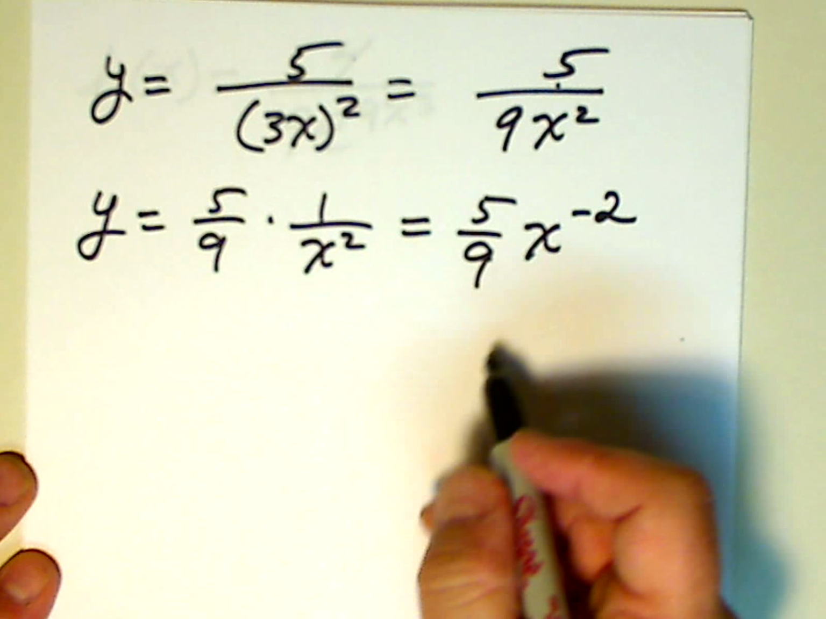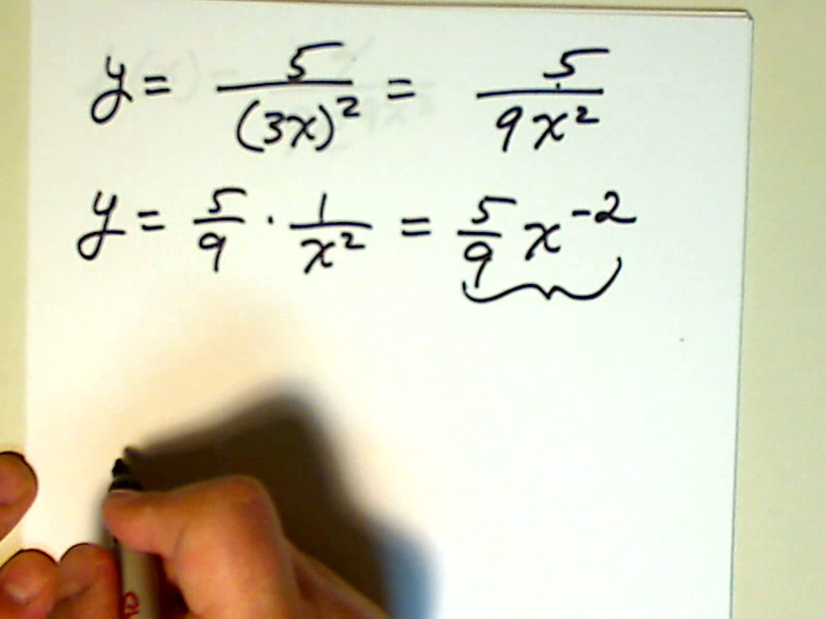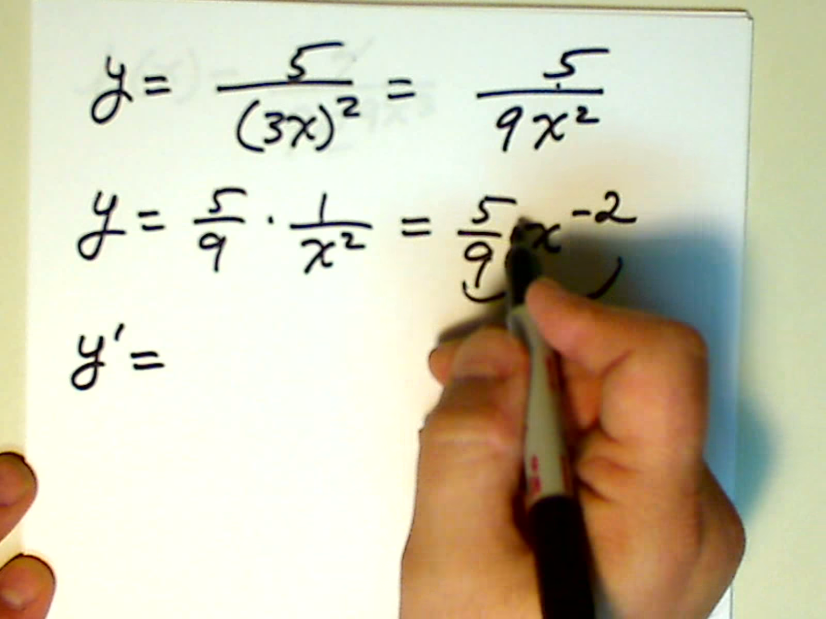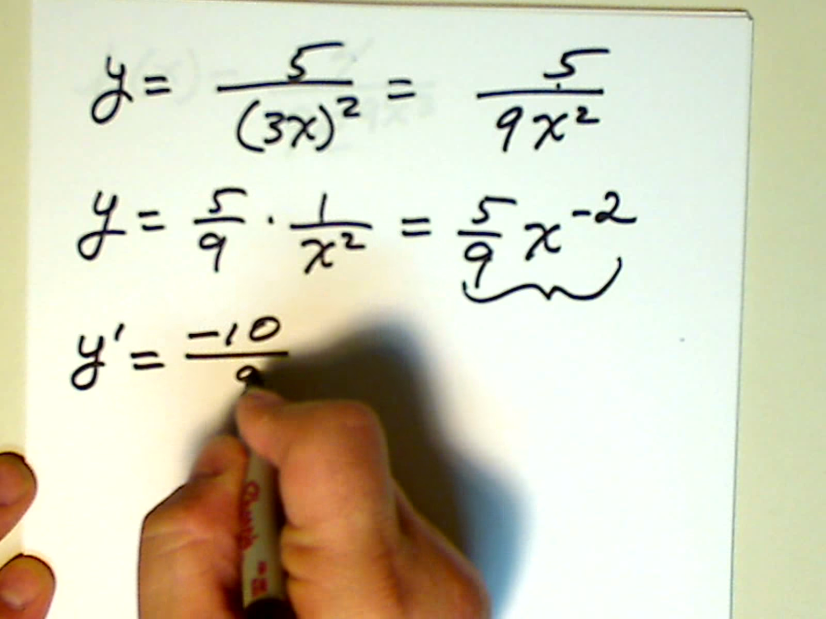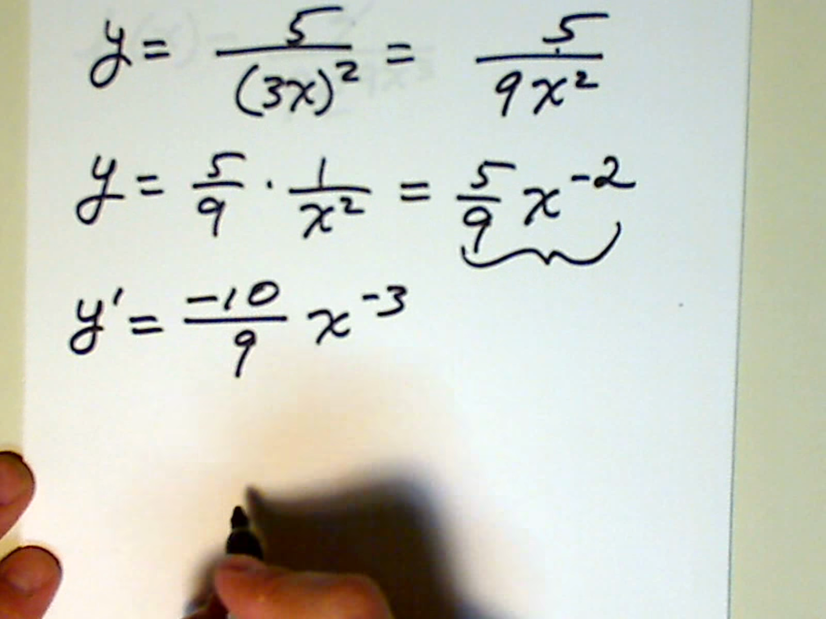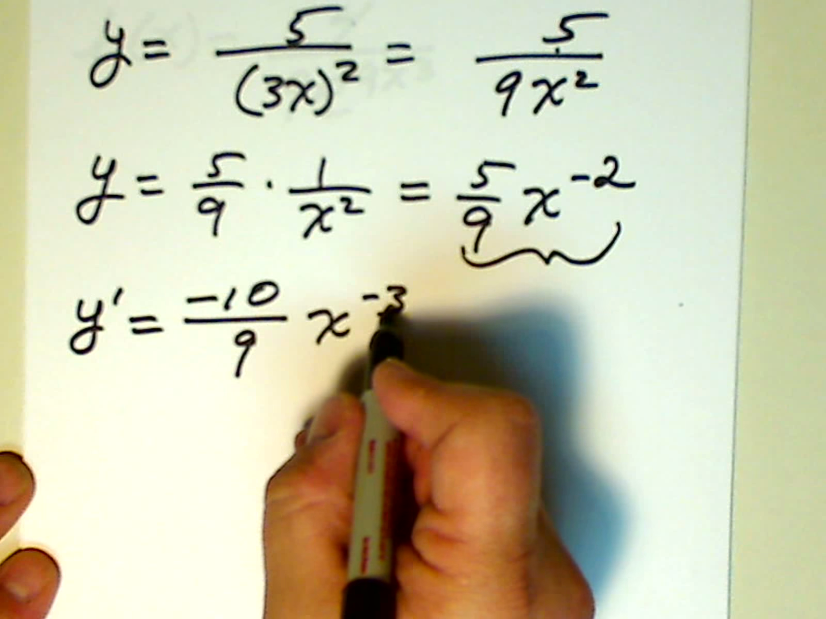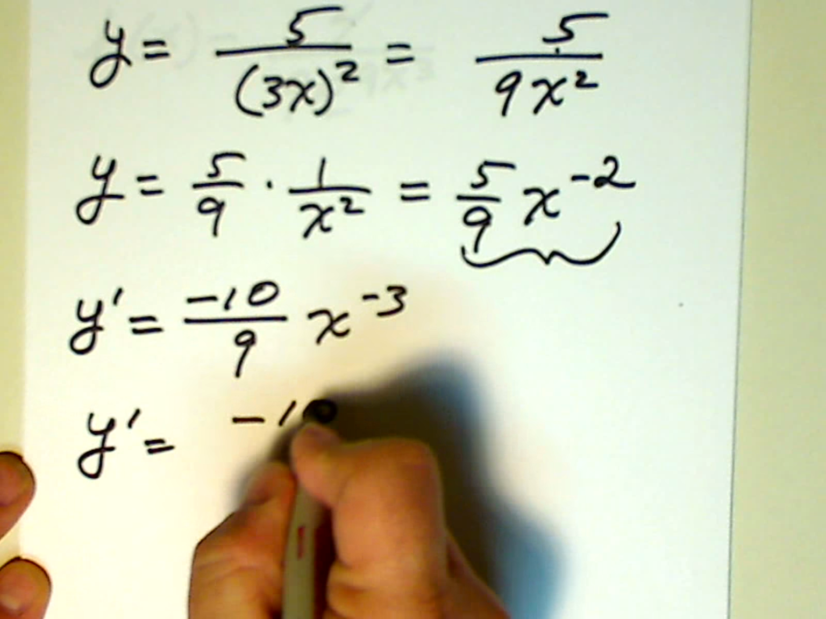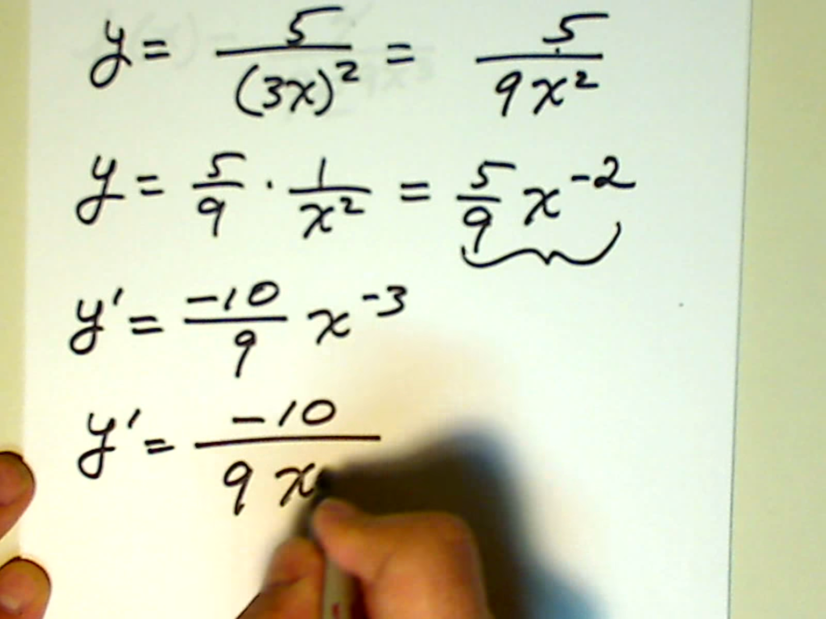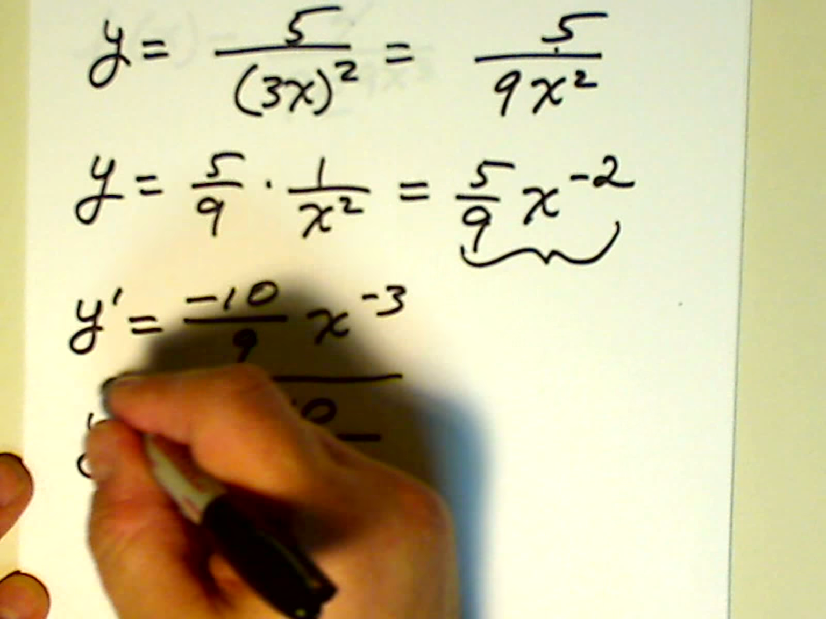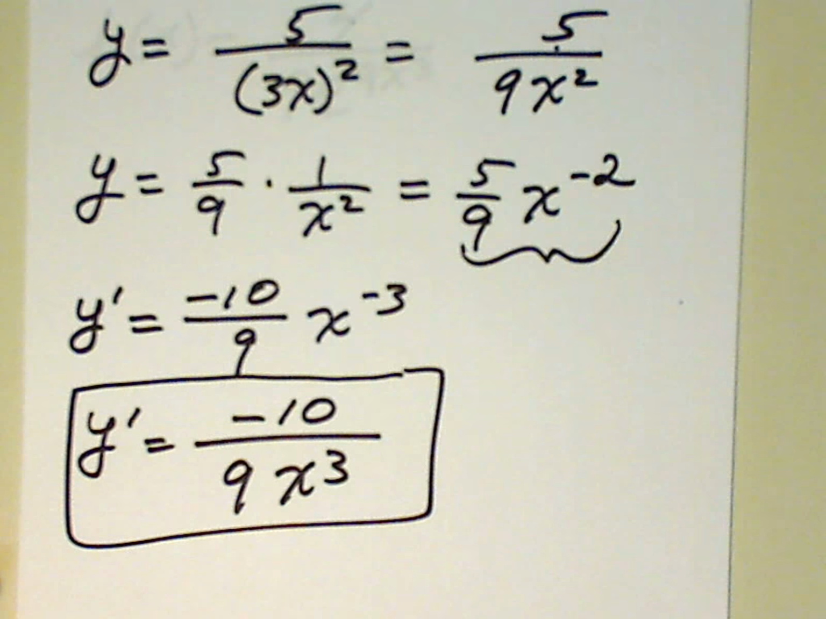Now we can use the power rule to differentiate this function right here. So y prime is equal to, well, negative 2 times 5 is negative 10 over 9x to the negative 3. And we can move x to the negative 3 down into the denominator, so y prime is equal to negative 10 over 9x cubed. And there's this particular derivative. We've knocked off another one.